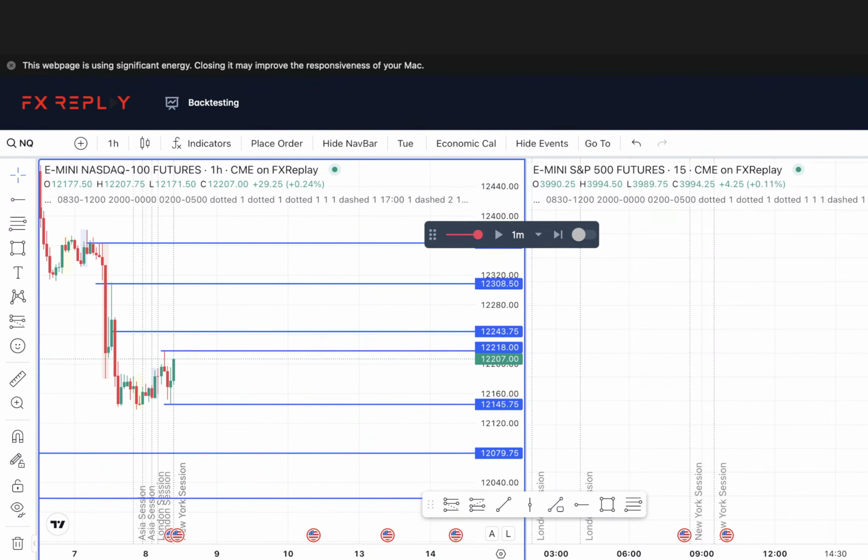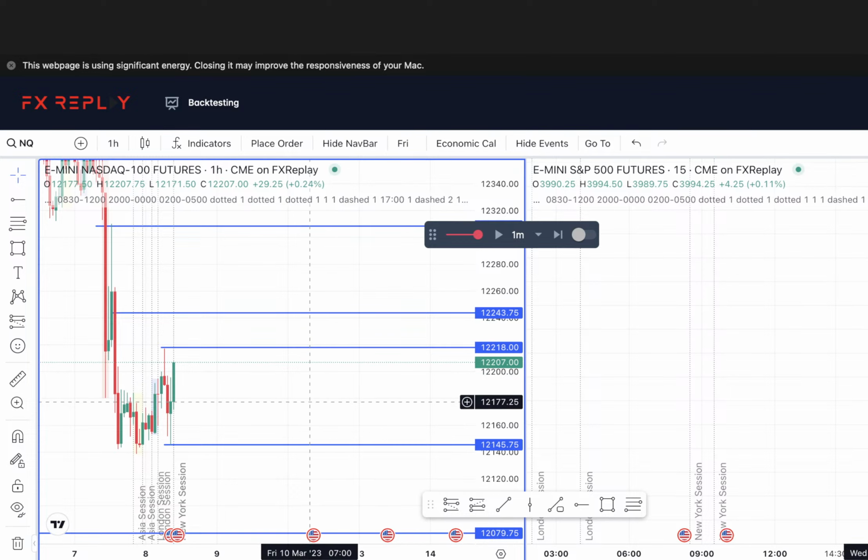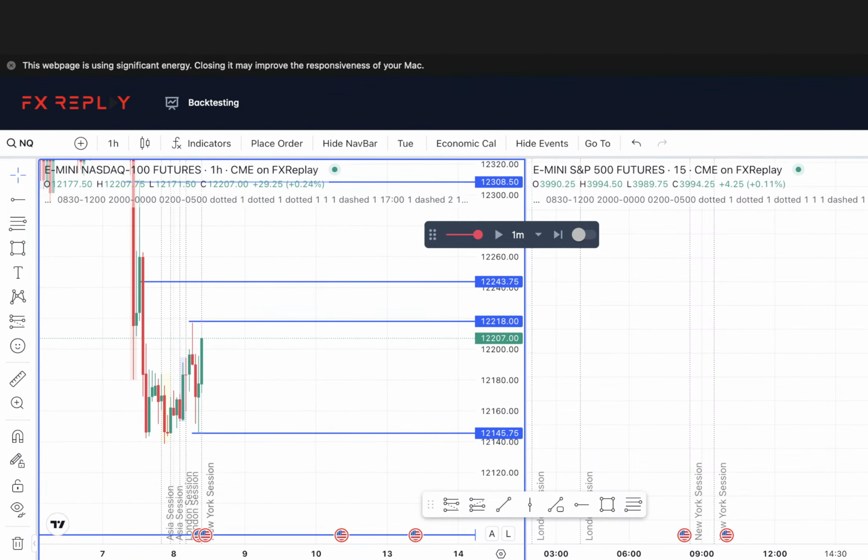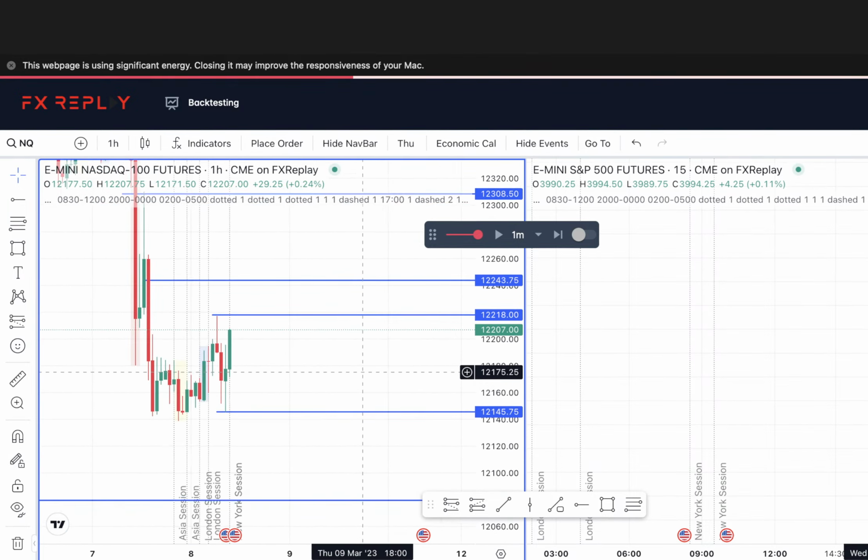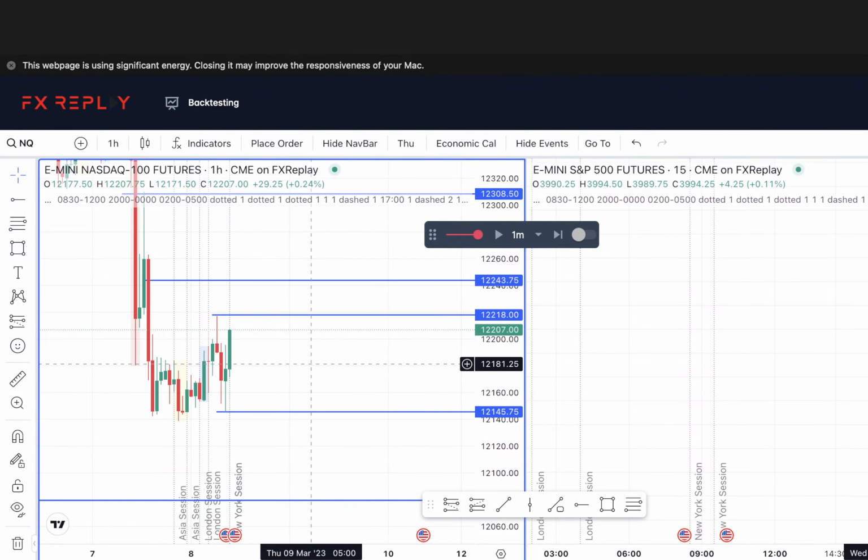Versus with ICT, I feel like I'm always waiting. I'm waiting for it to tap my entry. I'm waiting for it to tap my take profit. I always feel like I'm ahead of the market with ICT. Versus, I was charting stuff perfectly with support and resistance as well.